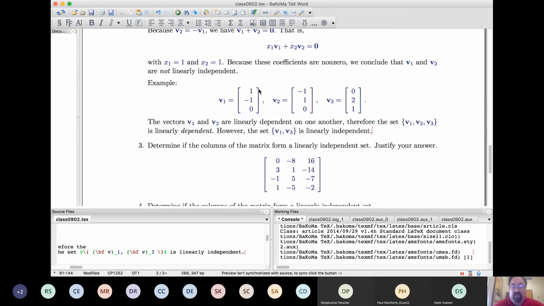So what you can say is either one of these vectors is redundant. So you toss out one of them, and then from this set of 3, you have a linearly independent set.